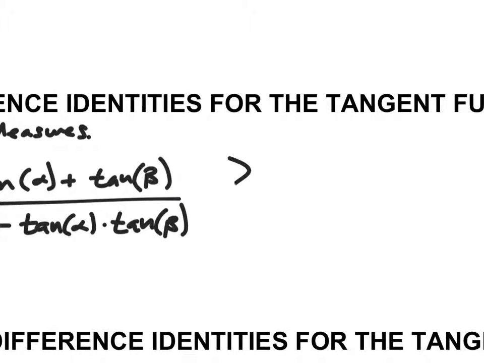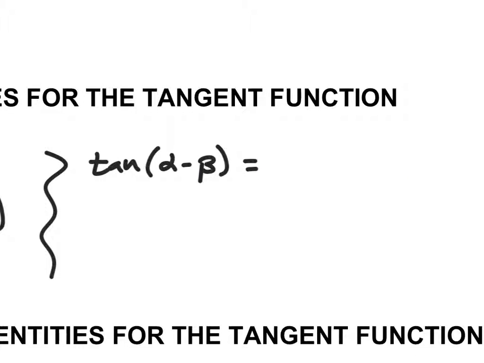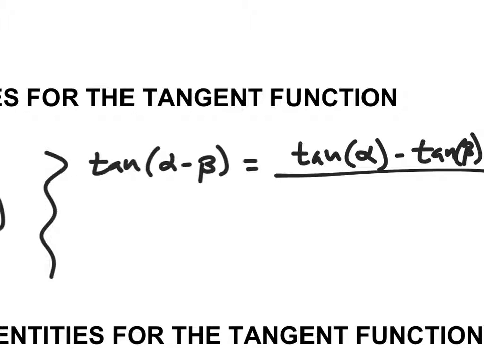On the other one that we would have, if we go the other way, tangent of alpha minus beta is going to give us tangent of alpha minus tangent of beta over 1 plus tangent alpha times tangent of beta.